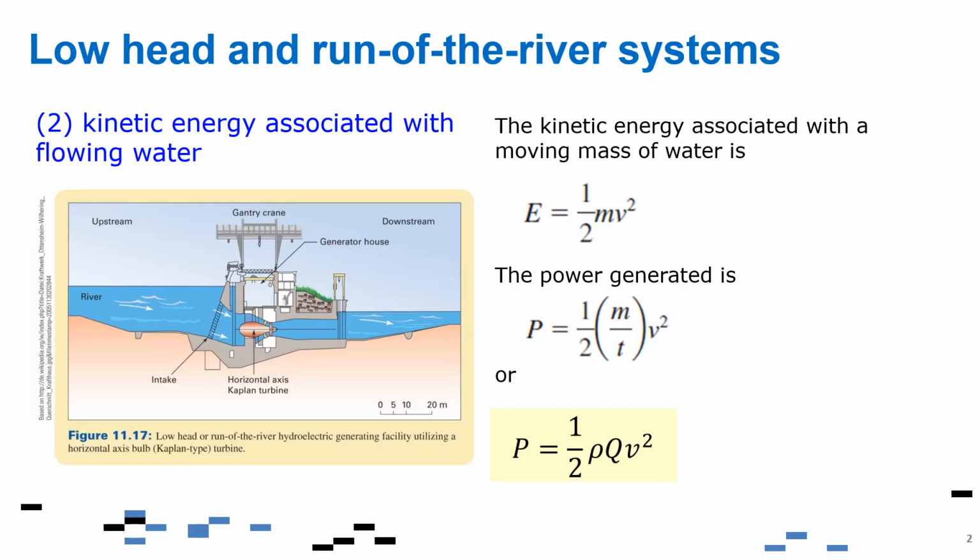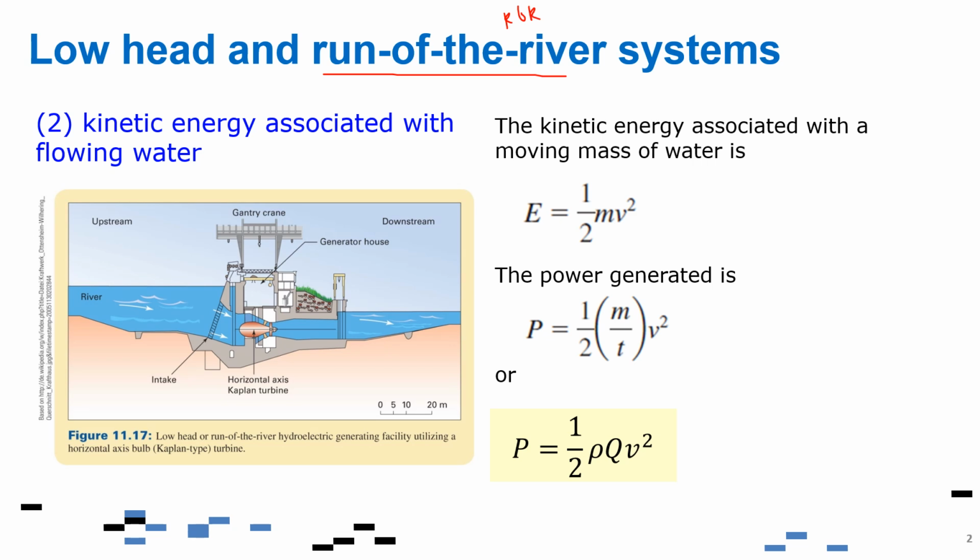The second type of hydropower system, the first one was the dam, is based on kinetic energy. This is more of a low head, run of the river system. The name for this kind is run of the river, which you can just call ROR.